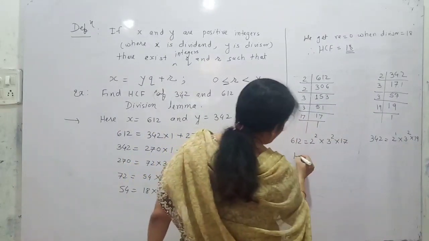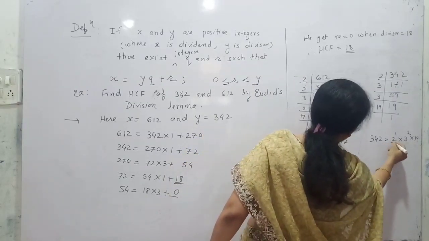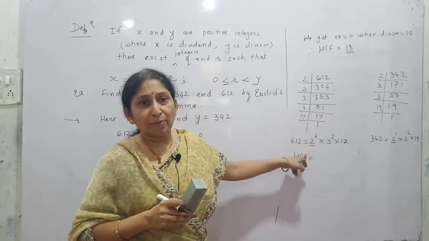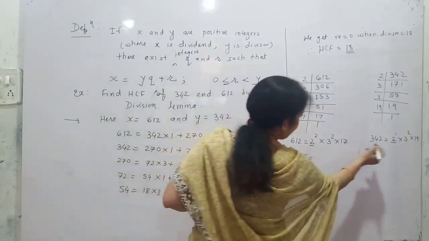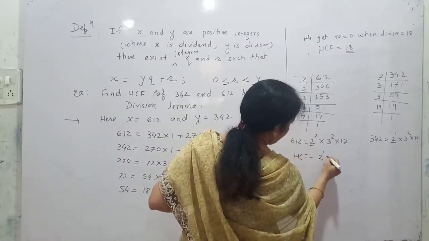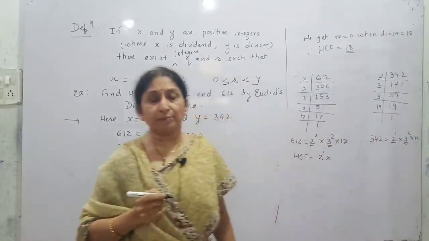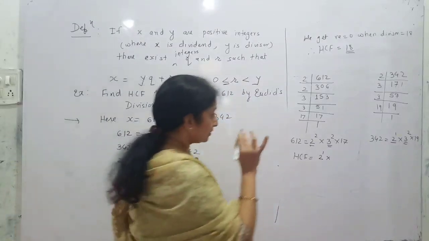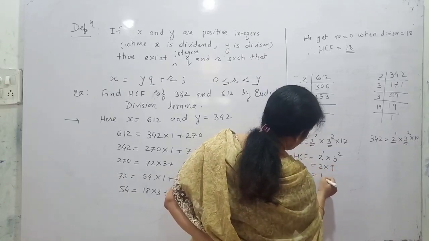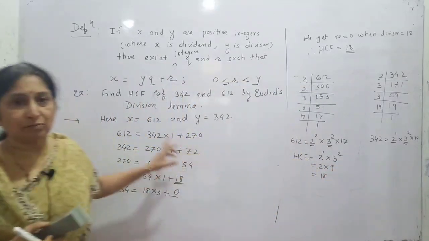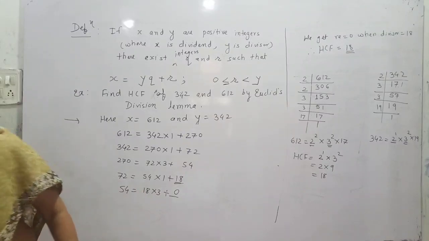Now HCF is equal to the common factors with least power. The least power of 2 is 2 to the power 1. Another common factor is 3, and its least power is 3 squared. Means 2 into 3 squared, which is 18. It is verified that by both methods HCF is 18.